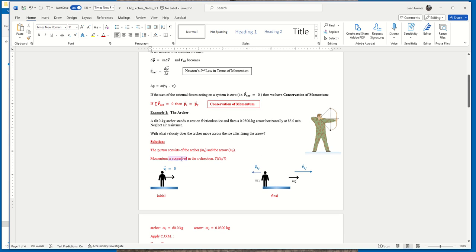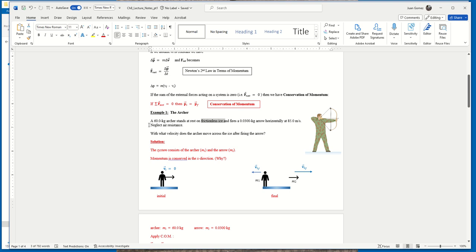Now, momentum is conserved only in the x direction. And I'll put a little qualifier here. Why? Well, remember, in the x direction, this condition holds: the sum of the external forces is equal to 0. Why? There's no friction on the ice, so there's no friction between the archer and the ice. Remember, if there were friction, if he were to slide in the negative x, Fk would act in the positive x, and the kinetic friction force would be an external force, and it would not be 0. But remember, no friction, so there's no Fk.